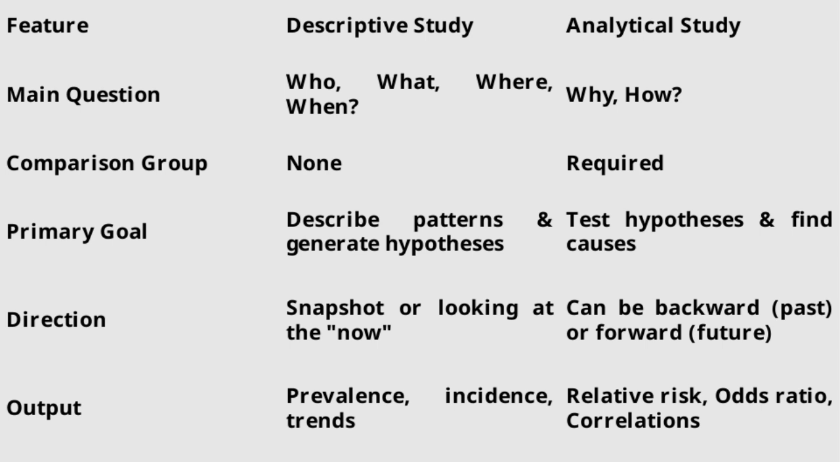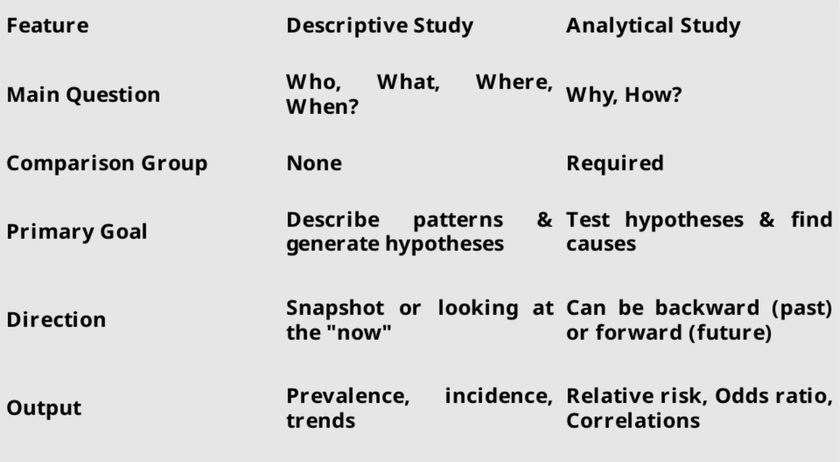Next, look at the comparison group. Descriptive studies usually don't require a comparison group. They simply describe what's observed. Analytical studies, however, always include a comparison group, which allows us to test hypotheses and examine differences more rigorously. Moving to the primary goal, descriptive studies are about describing patterns and generating hypotheses. They give us a snapshot of the current situation or trends. Analytical studies, by contrast, are designed to test those hypotheses and find actual causes behind observed patterns.